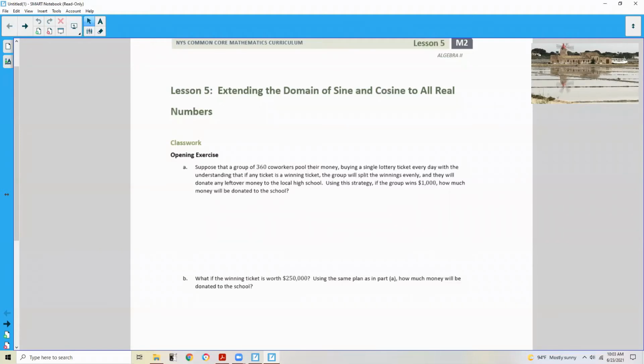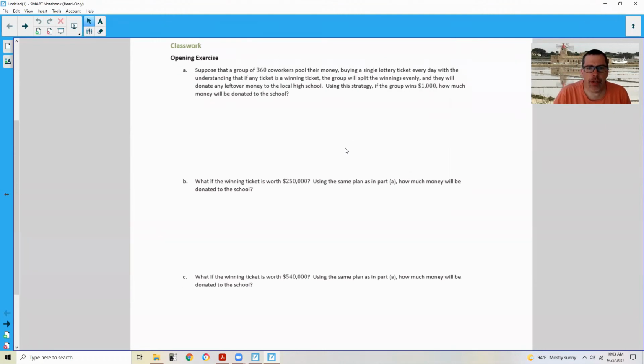Lesson 5, extending the domain of sine and cosine to all real numbers. Classwork opening exercise says, suppose that a group of 360 co-workers pool their money, buying a single lottery ticket every day with the understanding that if any ticket is a winning ticket, the group will split the winnings evenly and they will donate any leftover money to the local high school.